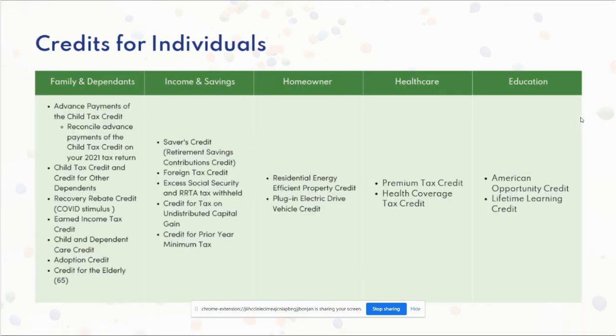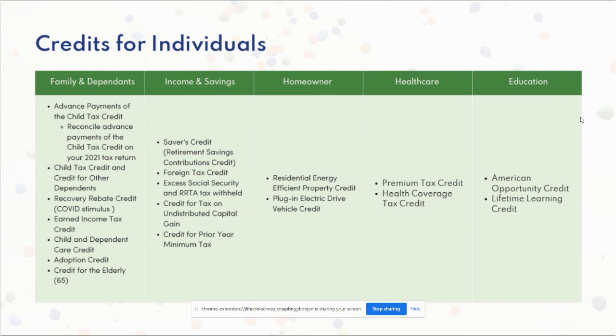Let's not forget the credits that are available to us this year. We have the advance payment of the child tax credit, and we have the normal child tax credit. We have the recovery rebate credit. We have the earned income tax credit. We have the child and dependent care credit, the adoption credit if you adopted any child, and we have the credit for older folks and disabled.